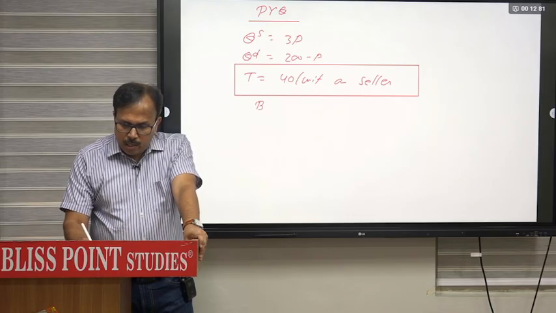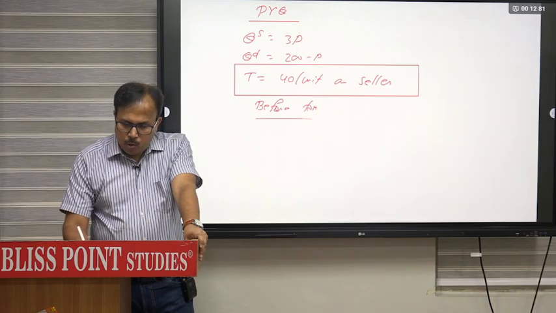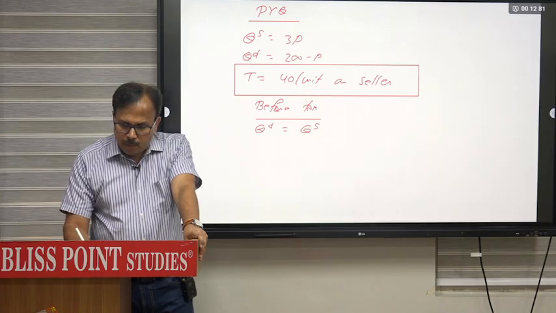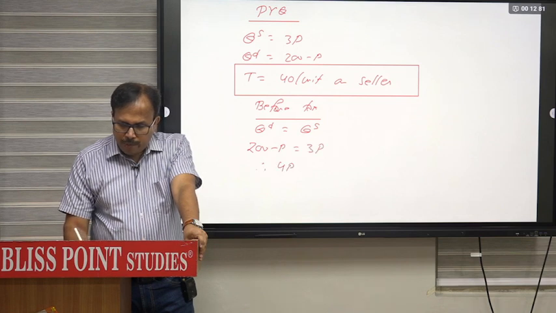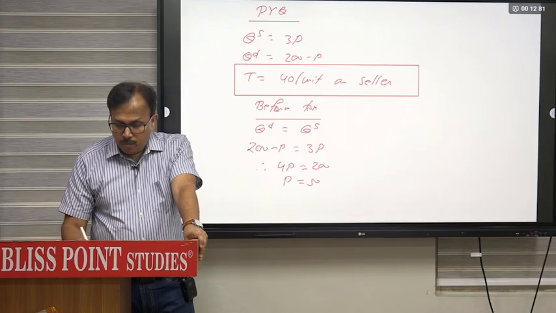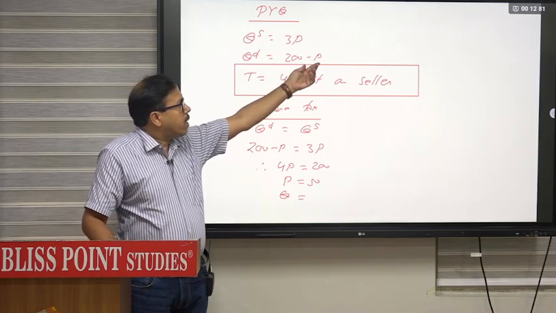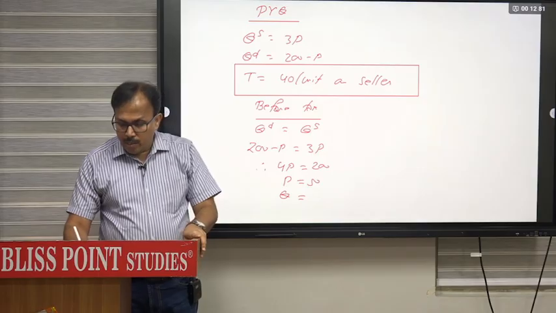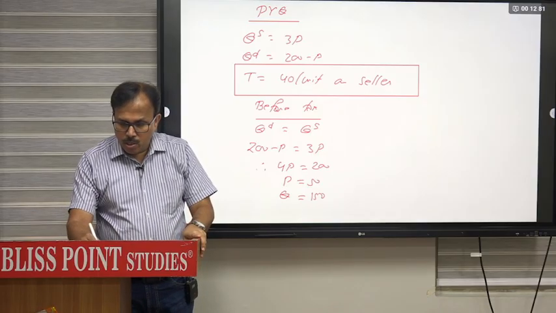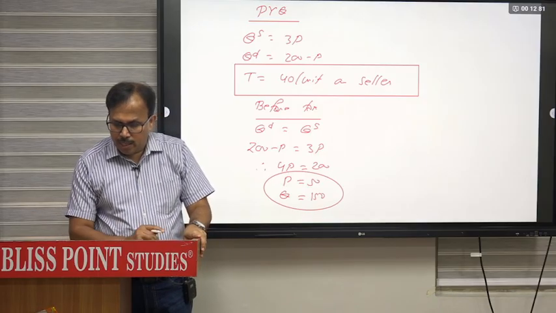First I will calculate before tax. So before tax is the most easy part. Just equate quantity demanded with the quantity supplied. 200 minus p is equal to 3p. Therefore 4p will be equal to 200 and price will be equal to 50. And price equal to 50, then what is the quantity? In place of price 50 you write down here, and you get a quantity of 150. So this is price and quantity without any tax.